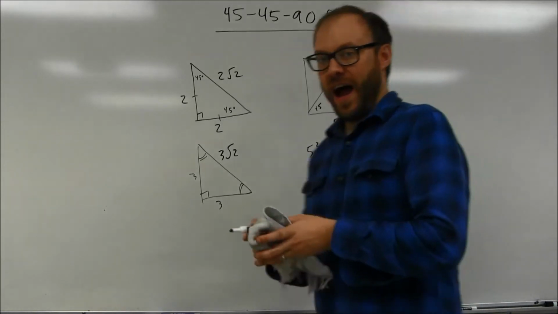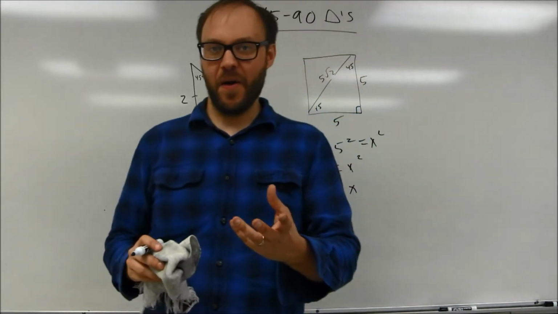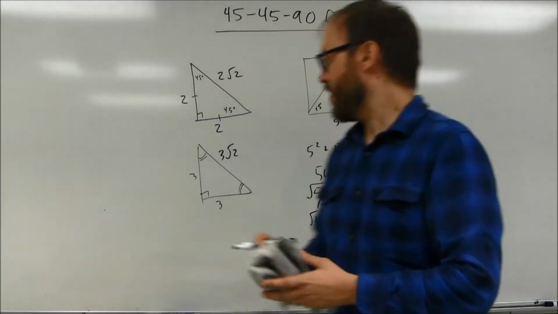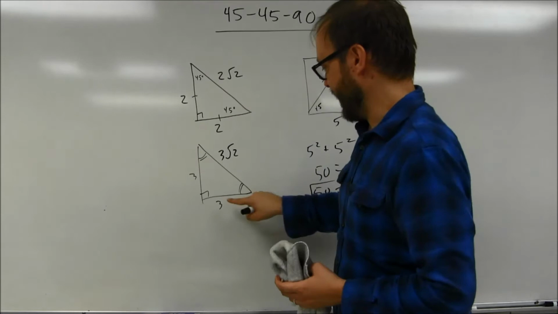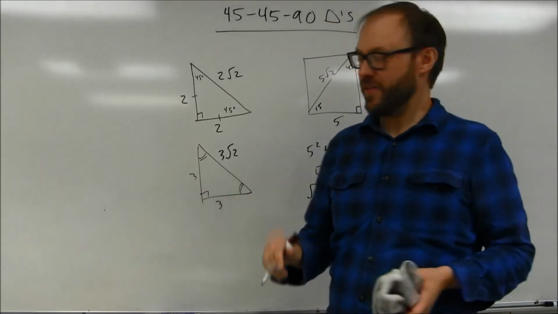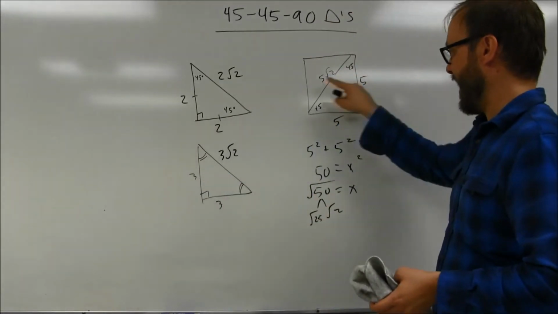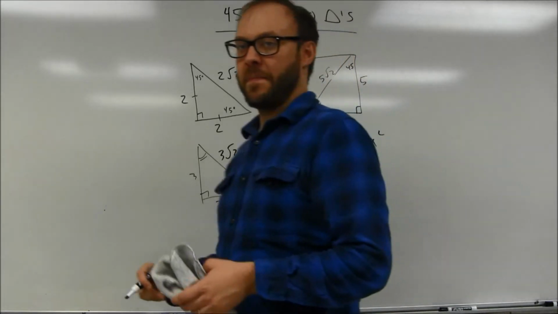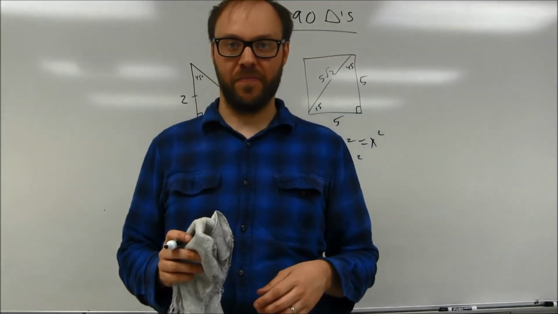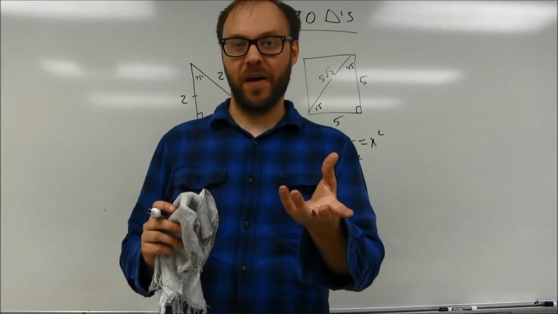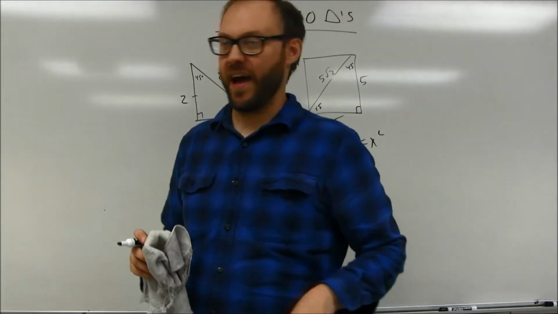I haven't really proved it necessarily, but hopefully you can see a pattern. We've got side lengths of 2, 2, and 2 radical 2. Side lengths of 3, 3, and 3 radical 2. And side lengths of 5, 5, and 5 radical 2. That's the pattern for a 45-45-90 right triangle. The legs get multiplied by radical 2 to give you the length of the hypotenuse.